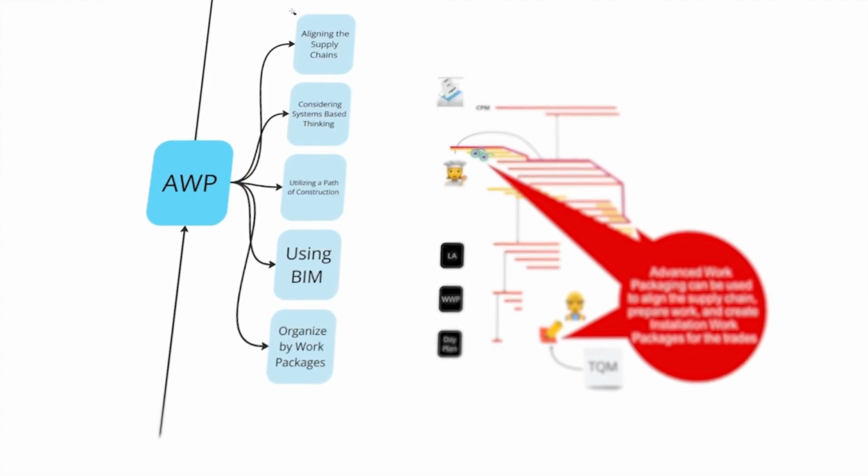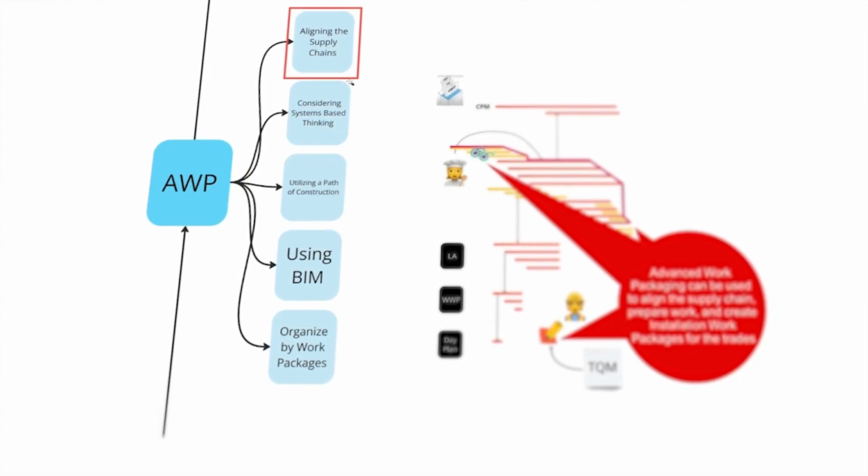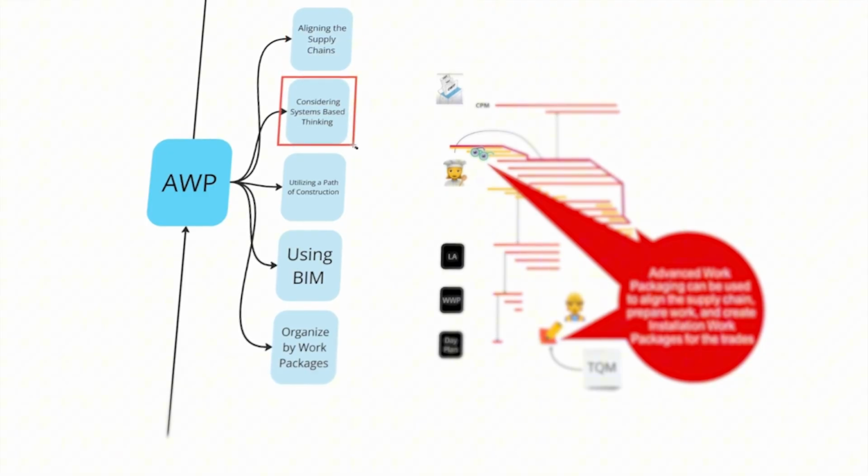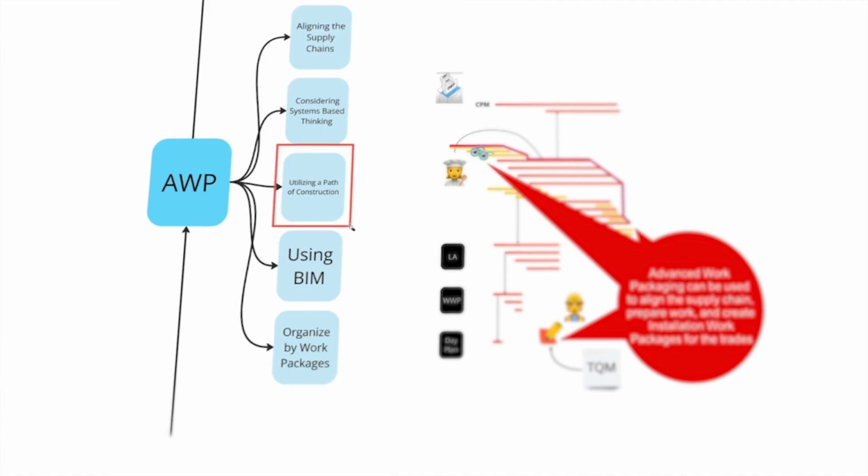The gist around advanced work packaging is to align the supply chains, to consider systems-based thinking, not just zone-based thinking, meaning like if you're installing pipe, what's the path of construction? So instead of just a path along zones, they utilize a path of construction that understands that system-based thinking. It relies heavily on building information modeling, and the idea is to organize by work packages.